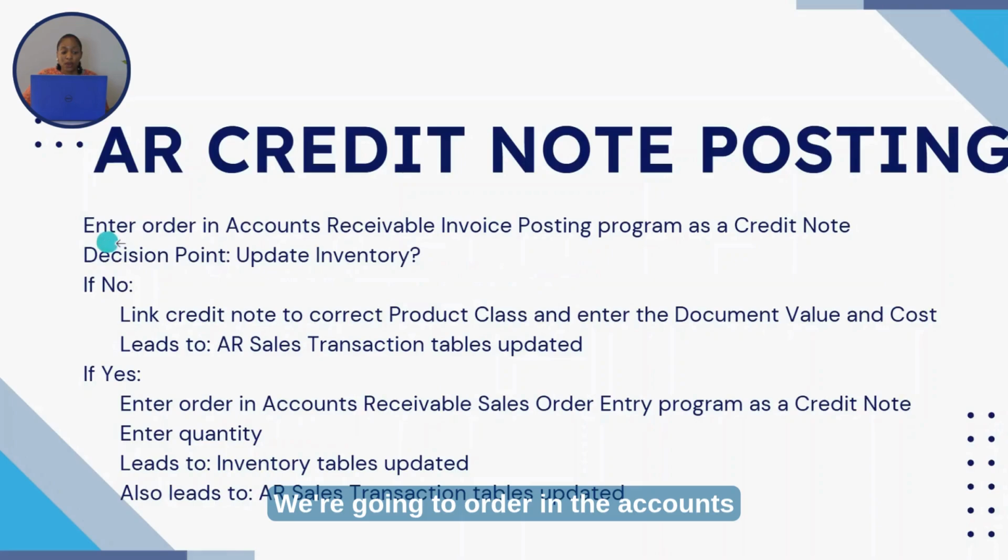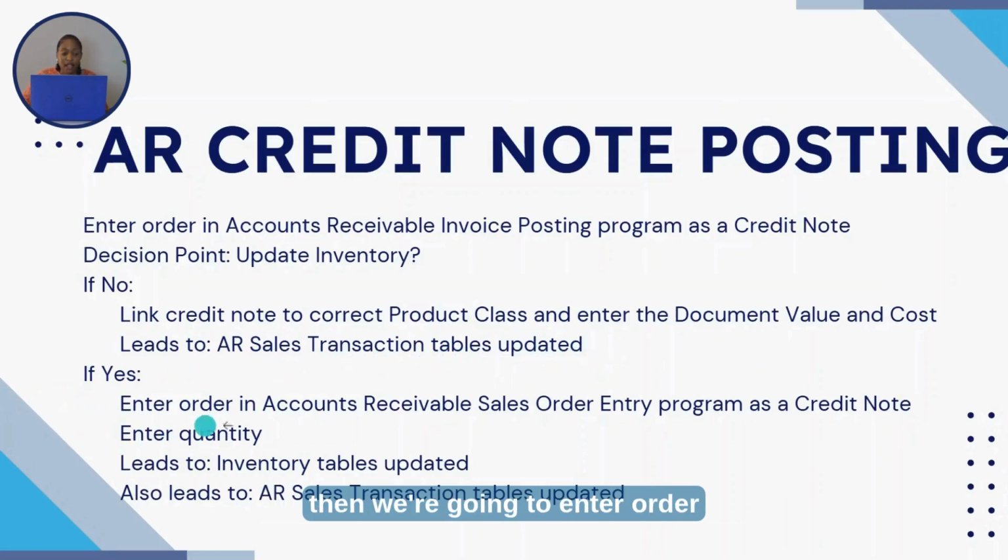We're going to enter the order in the Accounts Receivable Invoice Posting program as a credit note this time. And now we have to decide, are we updating the inventory? If no, we're going to link the credit note to the correct product class and enter the document value and the cost that leads to AR sales transaction tables being updated.